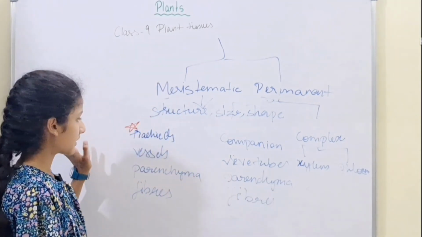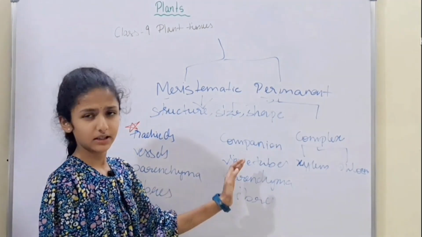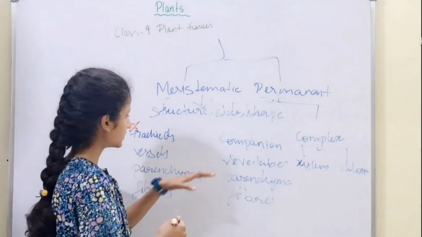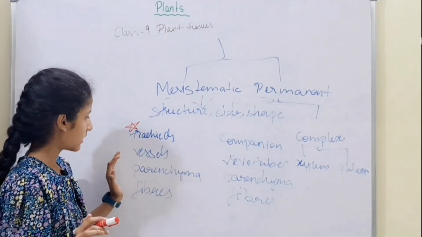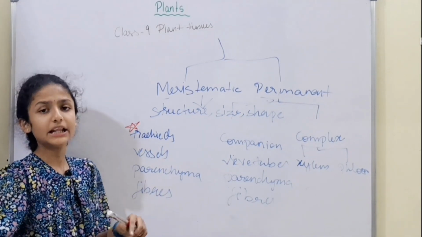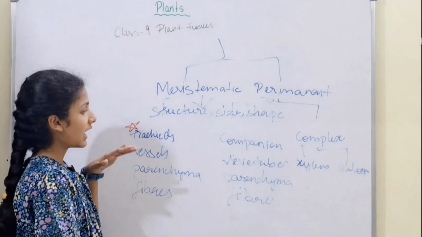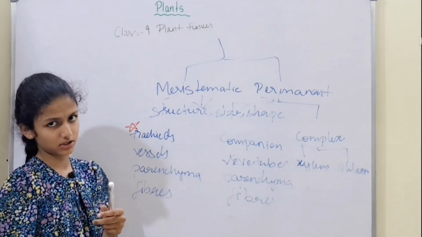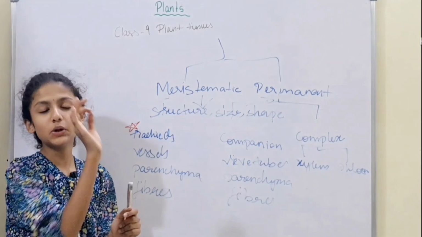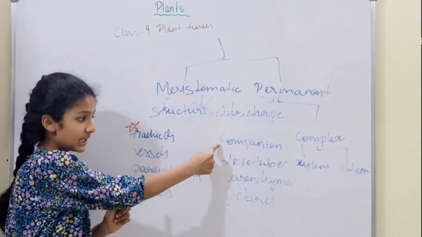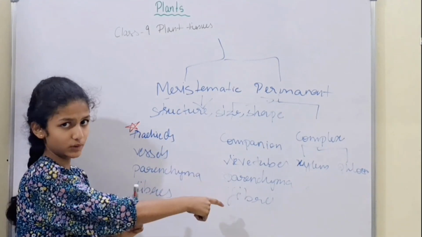Here we have sieve tubes. Sieve tubes also transport the food prepared. So sieve tubes and tracheids are somewhat similar. And these xylem vessels, they are placed end to end and they form a cell cavity. The sieve tubes also are placed end to end to form a tube-like structure. Sieve tubes have no nucleus. So the companion cell's nucleus controls the function of sieve tubes.